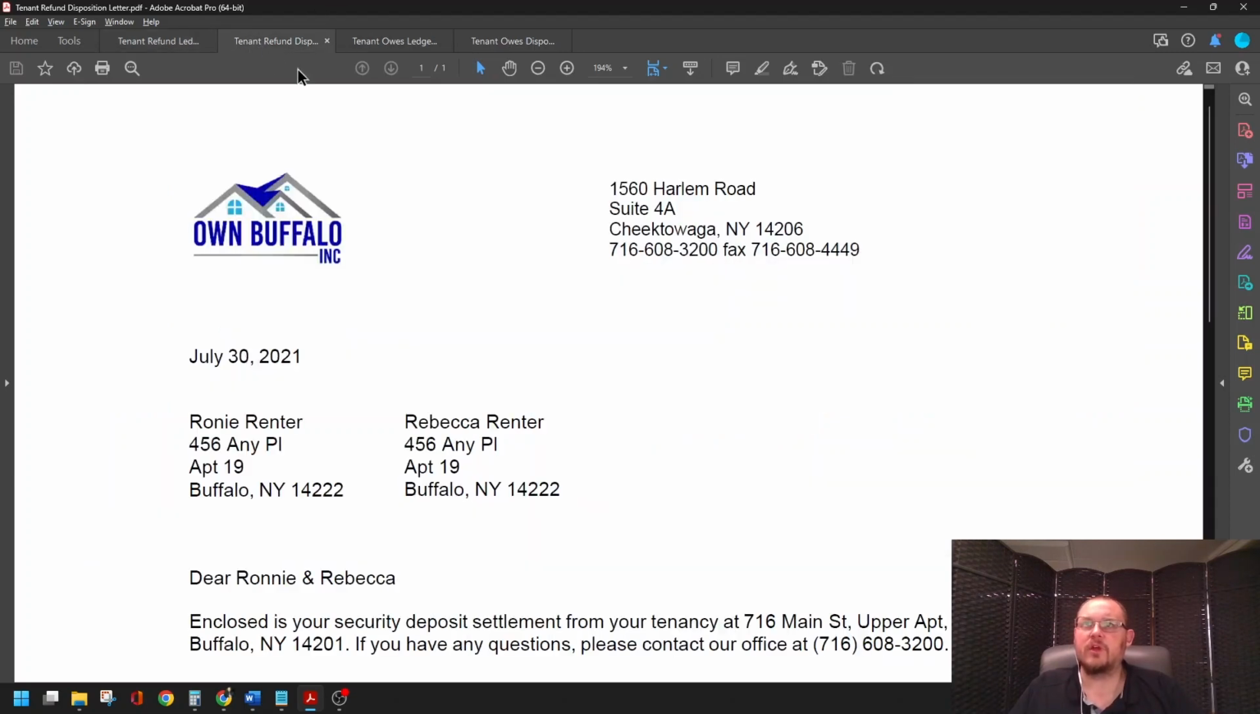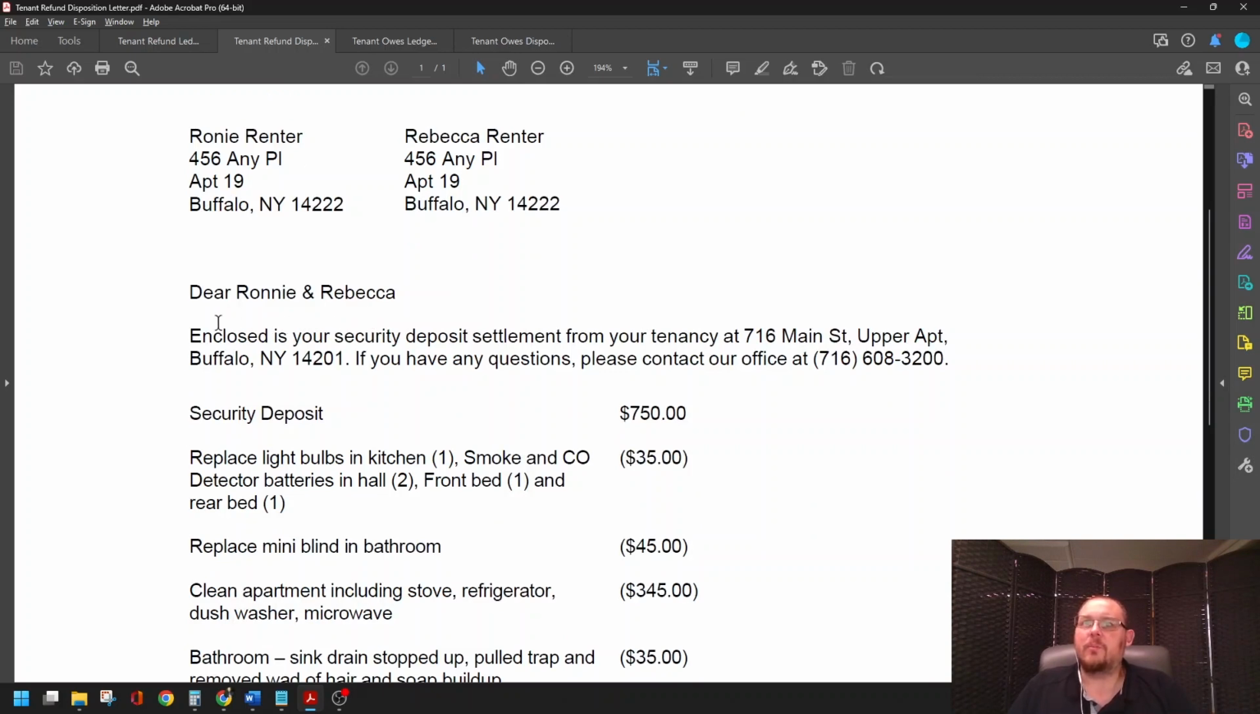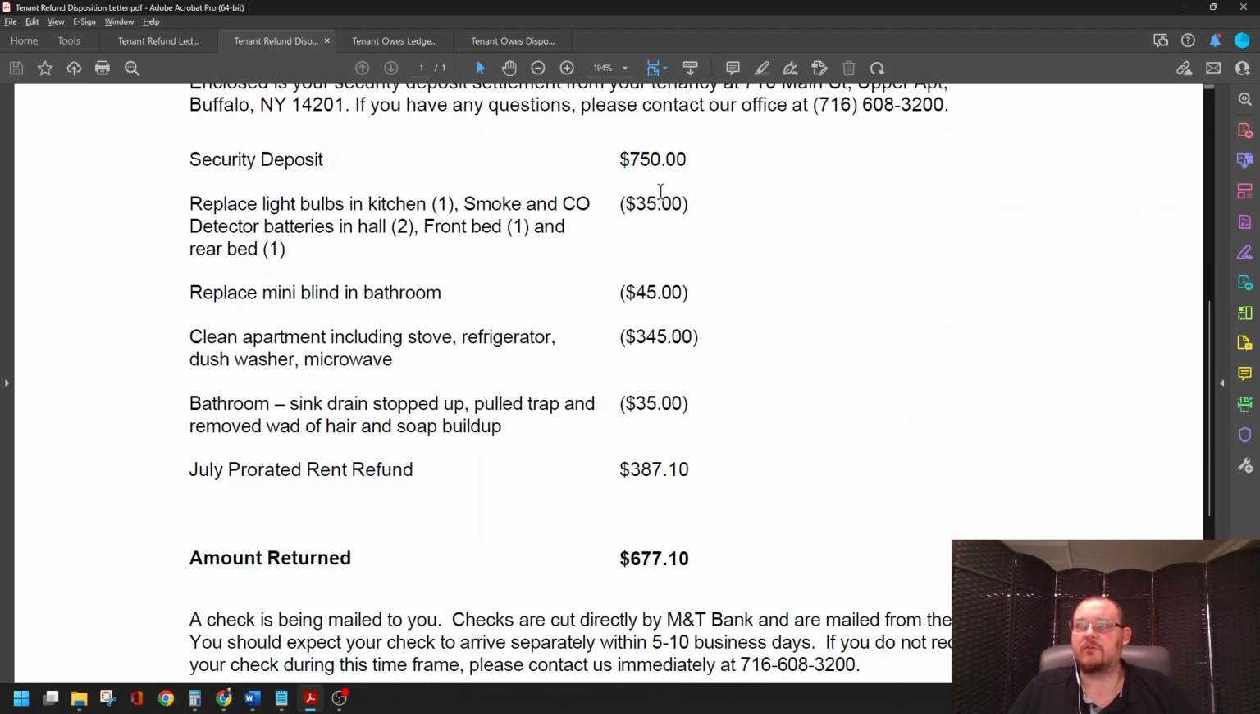Now jumping over to their disposition letter, this is our standard format letter. You can see that we sent this letter to both tenants at their new address. Dear Ronnie and Rebecca, enclosed is your security deposit settlement from your tenancy at 716 Main, upper apartment. And essentially it breaks everything down here. $750 for their security. We had to replace some light bulbs and some batteries, so we charged them for that. They broke a mini blind and we had to replace that.